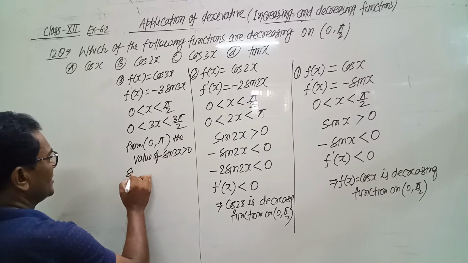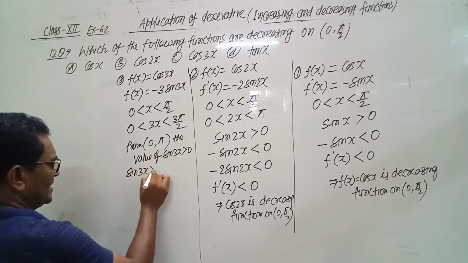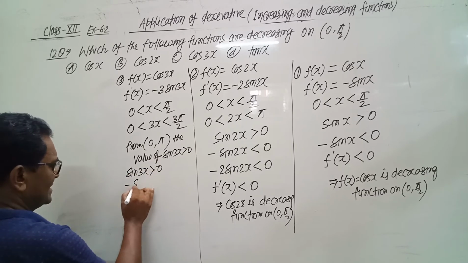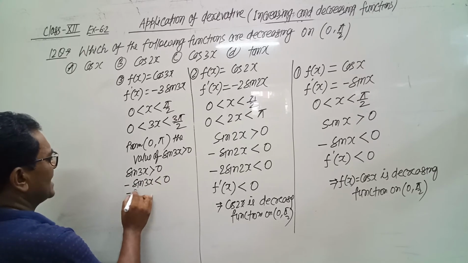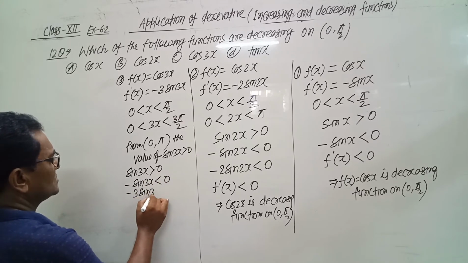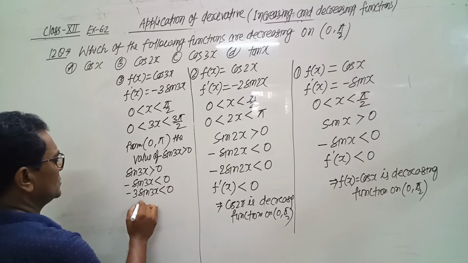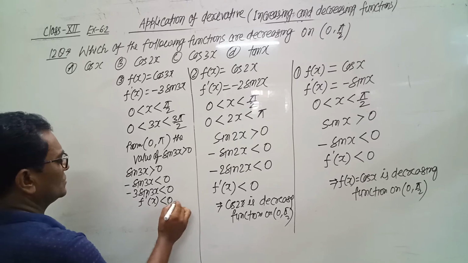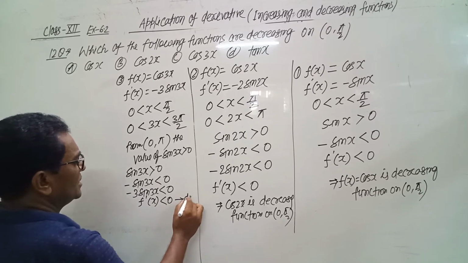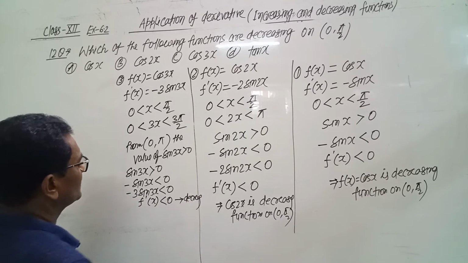So sin 3x is greater than 0, then minus sin 3x is less than 0, and minus 3 sin 3x is also less than 0. It means f dash x is less than 0. So this is a decreasing function.